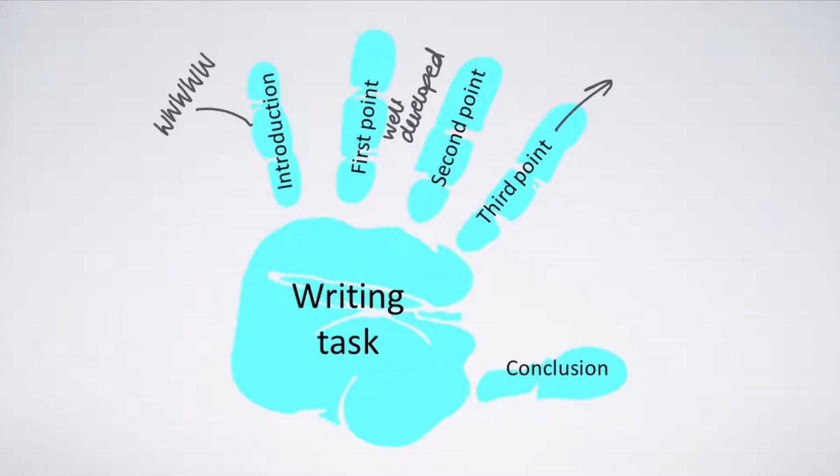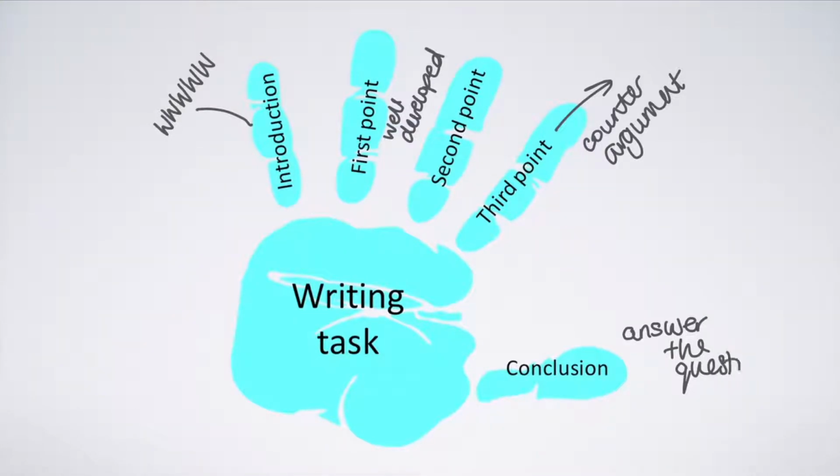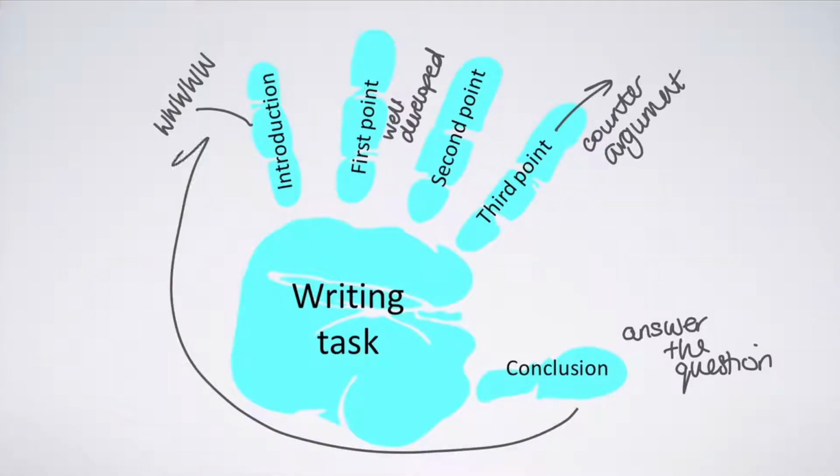The third point ideally should be a counter-argument, especially in the kind of task we're looking at today. So if it's applicable, try and include a counter-argument, and you can do that as simply as writing a sentence with a certain type of connective, but if you can go into more detail, then that's great. And finally, for your conclusion, you want to be making sure that you've answered the question, but you also want to make sure that you link back to your introduction in some way, and again we'll talk about that in a little bit more detail now.